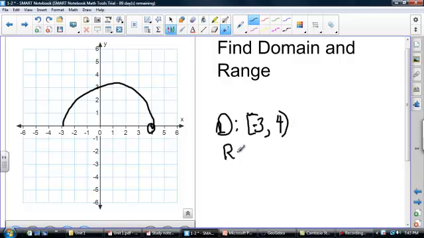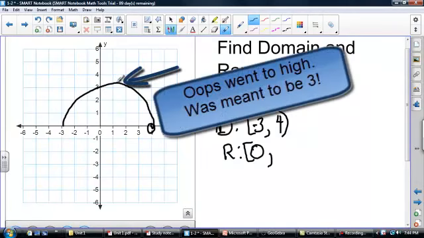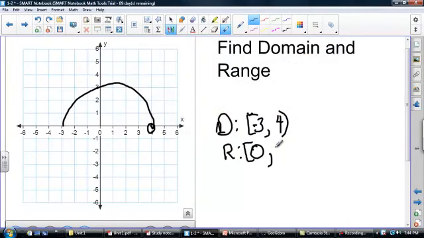Now for the range, if I'm looking at the y-axis, the lowest one is 0. It can be 0, so I put a bracket, and then the highest possible value looks to be 3.25, we'll say. And that is included, so I can put another bracket.